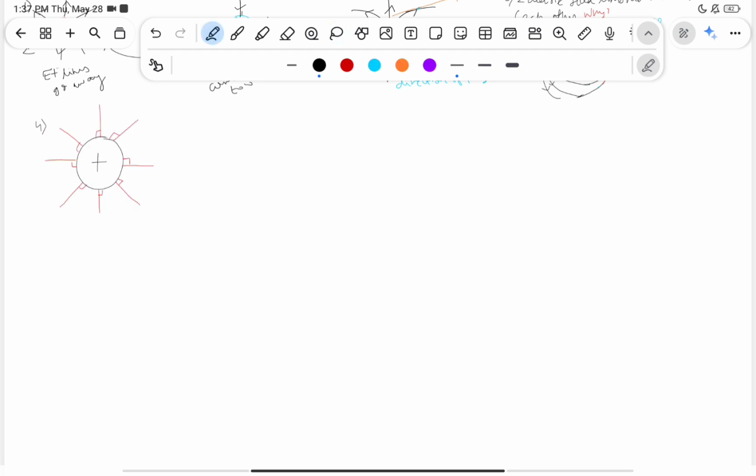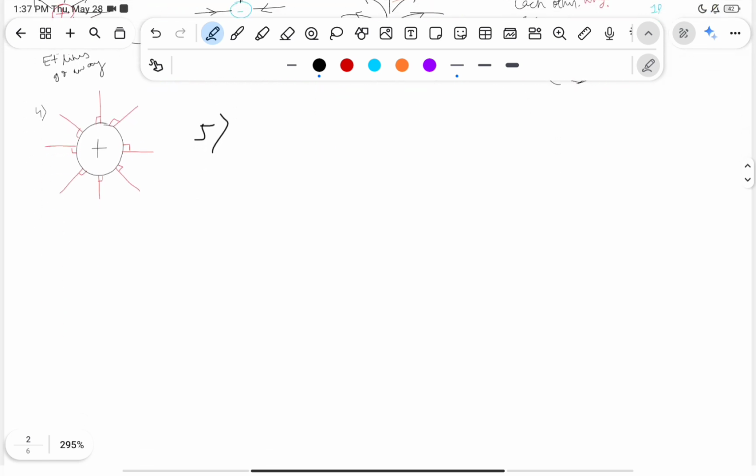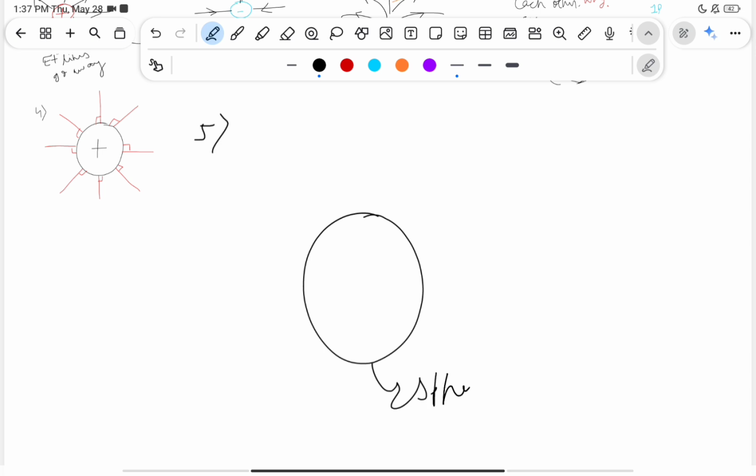So next is our fifth property. Fifth property: electric field lines do not exist inside a conductor. See, if this is my conductor, let it be a sphere. It creates confusion, of course, so let me take it as a conductor. If this is the conductor, then the electric field lines will not exist inside the conductor.